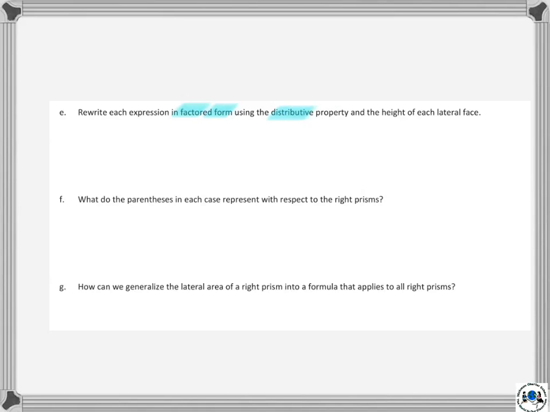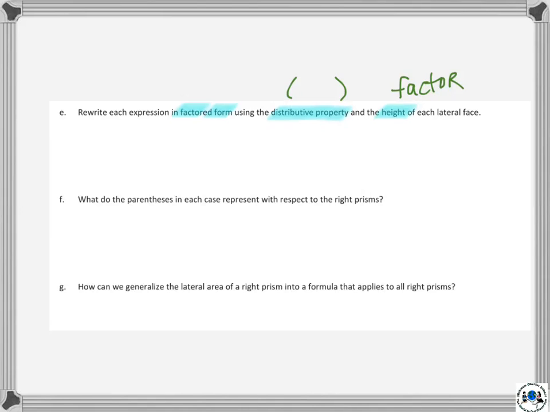Okay, the distributive property is going to tell you how it's going to look. Thinking distributive property, you're always thinking of parentheses. And then you're going to use the height of each lateral face. Therefore, we might be able to safely assume that that is how we are going to factor. Okay, so let's go ahead.